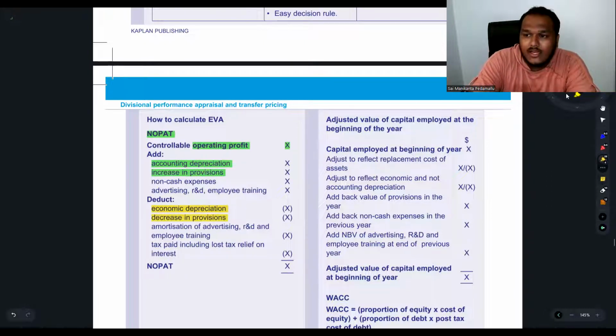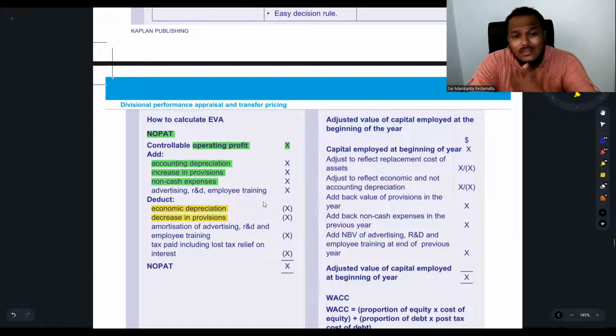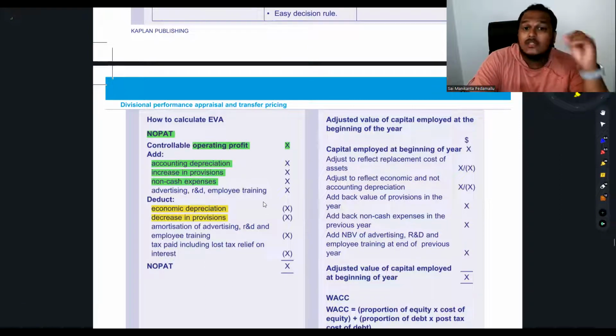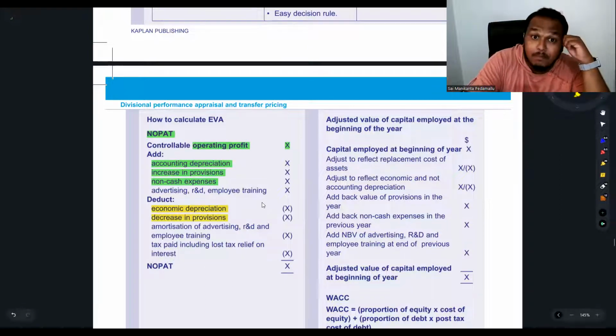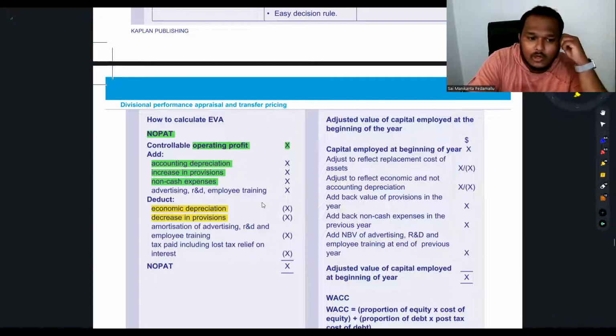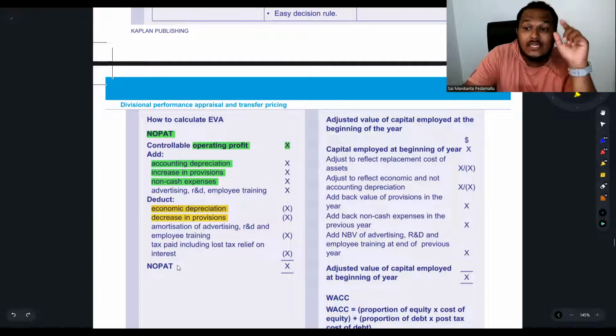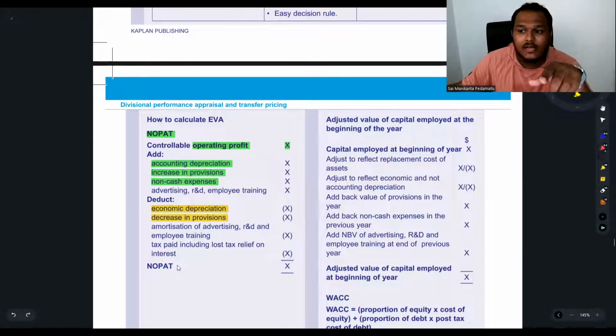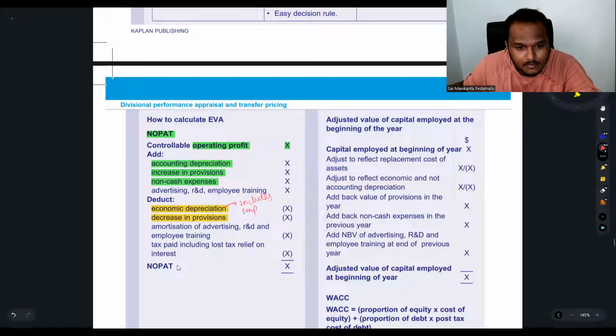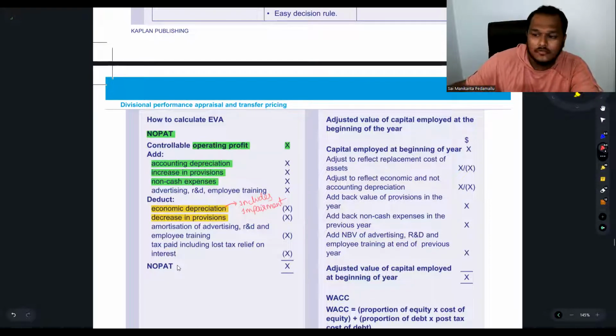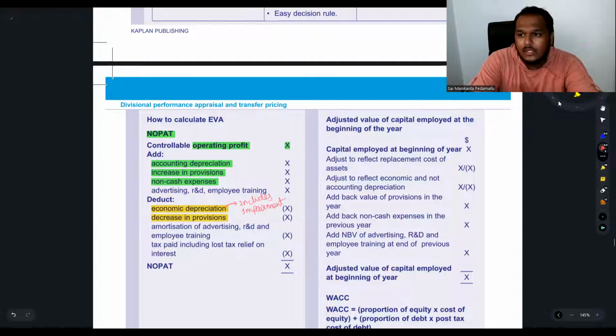Similarly, if you have any non-cash expenses like amortization, impairment losses, those are not really performance related. Sir, you might ask me, isn't impairment an actual loss, an economic loss? Yes, that will come under economic depreciation. Impairment is included in economic depreciation, my dear friends. Be very careful about it. So if you have added it back, you will again deduct it below. That's not a big deal.